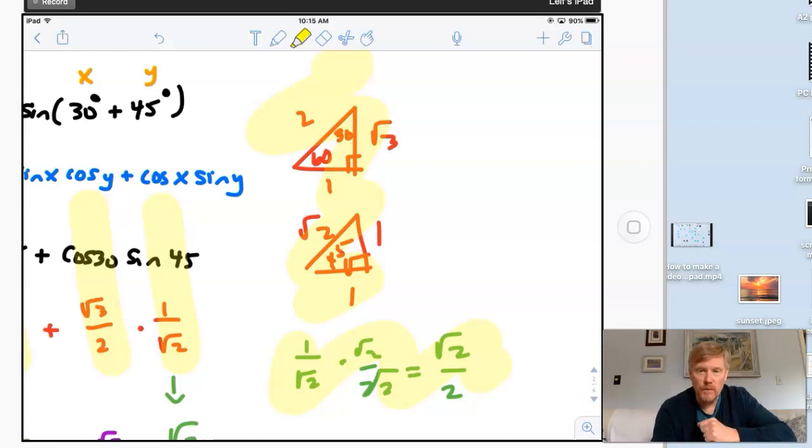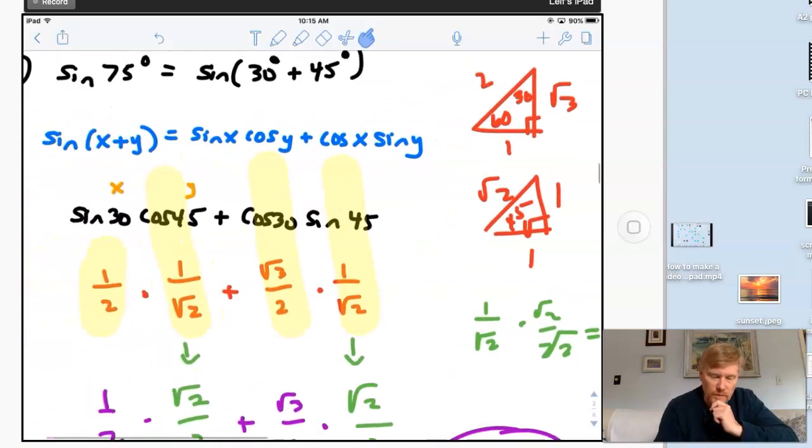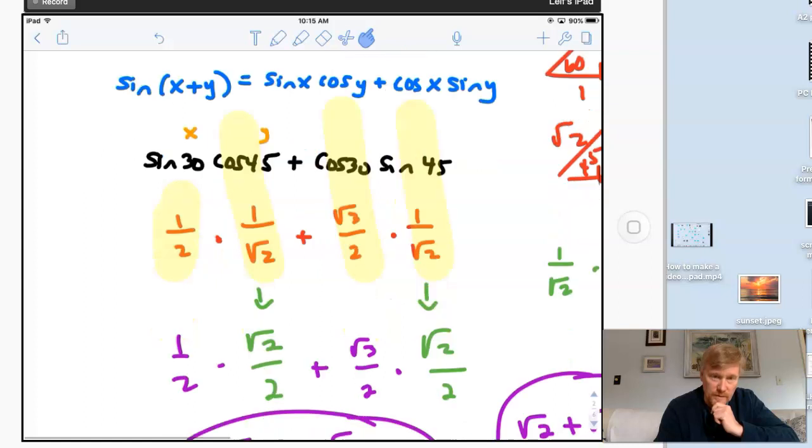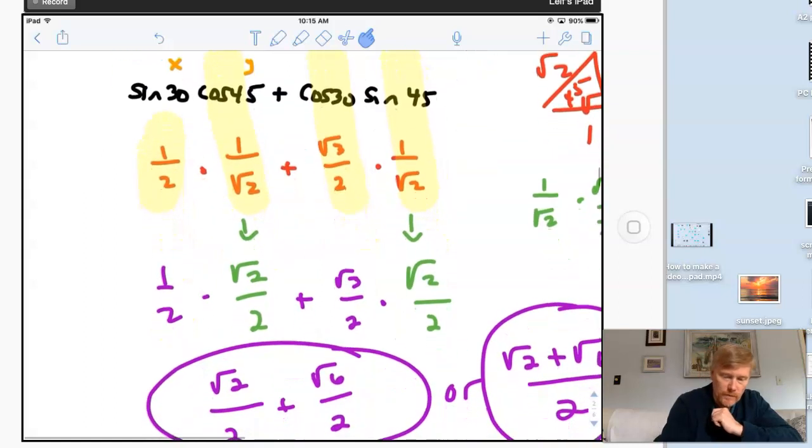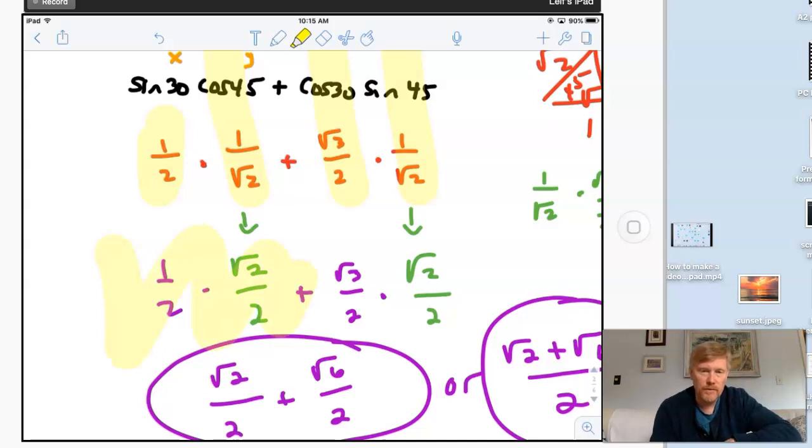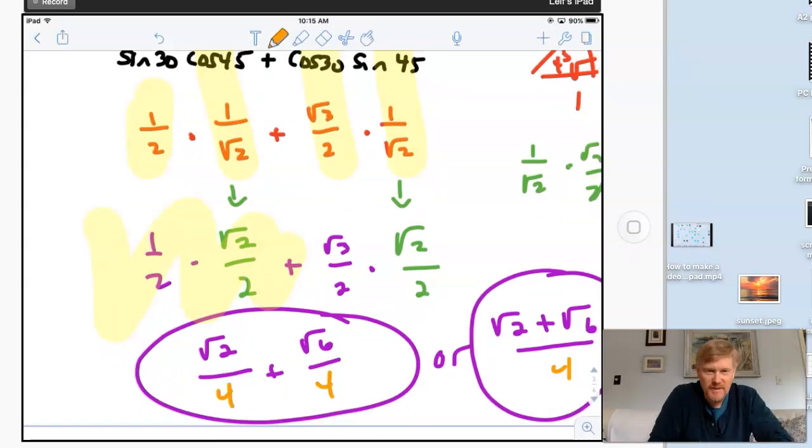This is going to be easier to work with, so we're going to go with square root of 2 over 2 from here on out instead of 1 over the square root of 2. You'll see why in a minute, because when I multiply 1/2 and square root of 2 over 2, I get square root of 2 over 4. I wrote the 2's in the denominator by accident. It should be 4's, because you multiply the tops together and the bottoms together. 2 times 2 is 4 for my denominator. Square root of 3 times the square root of 2 is the square root of 6.